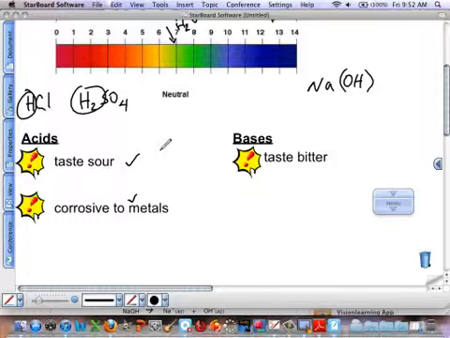And on the other hand, your bases tend to have a very bitter taste to them. Bitter versus sour. Something sour like lemon.